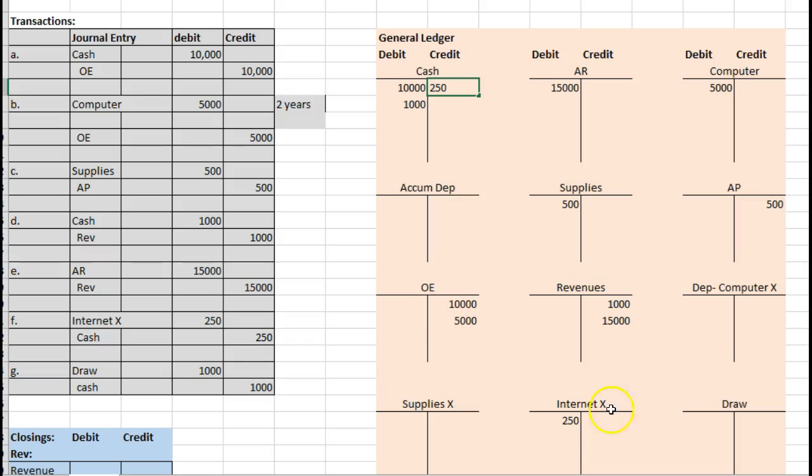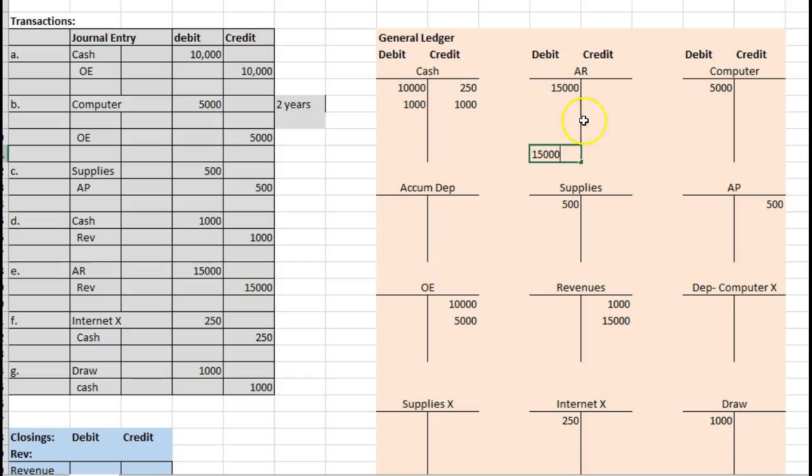The next one is draw, and that in essence is similar to an expense. So it gets debited, and cash will be credited for $1,000. Okay, those are our monthly entries, and now we have to figure out the total. So what do we have left? What are the balances? Well, this is easy.